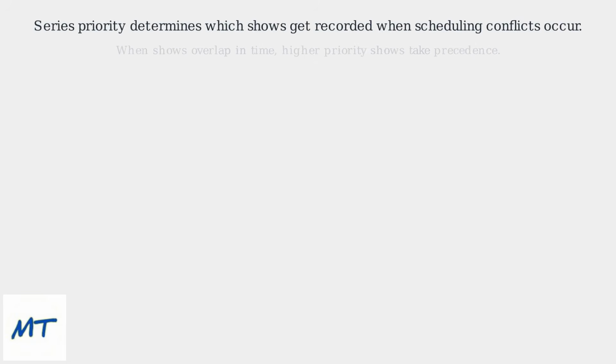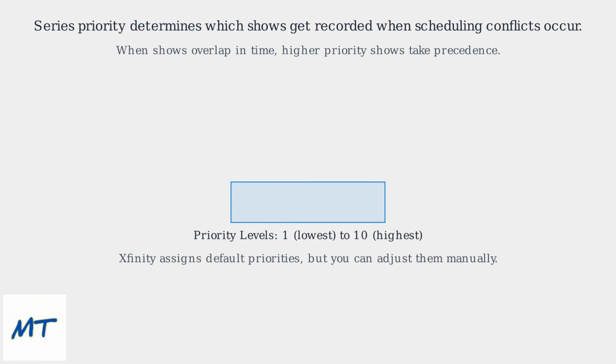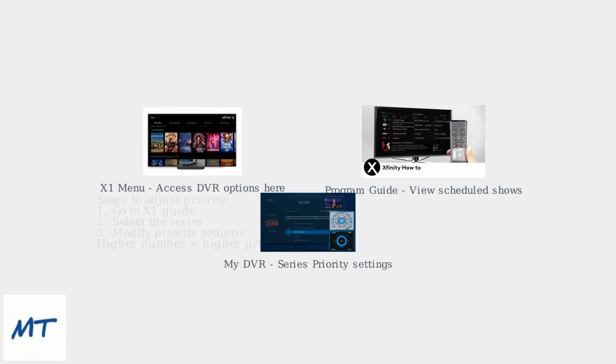Series priority determines which shows get recorded when there's a scheduling conflict with overlapping time slots. Each show is assigned a priority, and the higher priority show takes precedence. Xfinity assigns default priorities, but you can manually adjust them. To check and change priority, go to the X1 guide, select the series, and modify the priority settings. A higher number, such as 10, means higher priority.